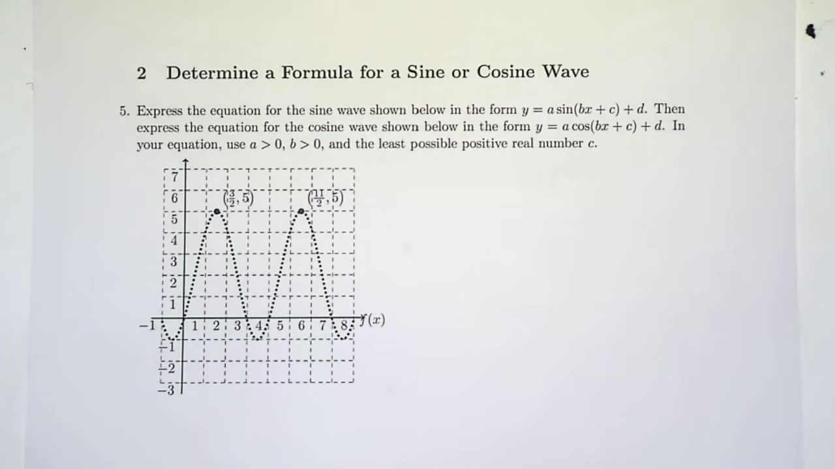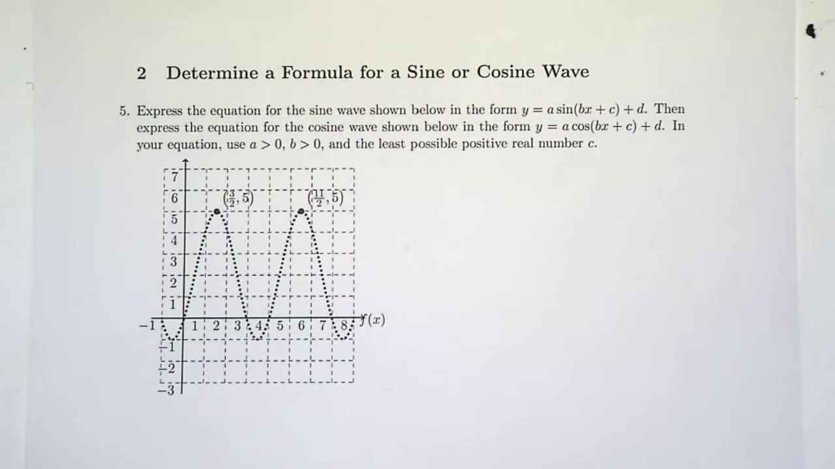Last type of problem that we're going to talk about is how to do the reverse of what we're doing. So if you're given a graph of something that looks like a sine or a cosine wave, we should be able to come up with the correct formula for it. Number 5 says, express the equation for the sine wave shown below in the form a sine(bx + c) + d. Then express the equation for the cosine wave shown below in this form.